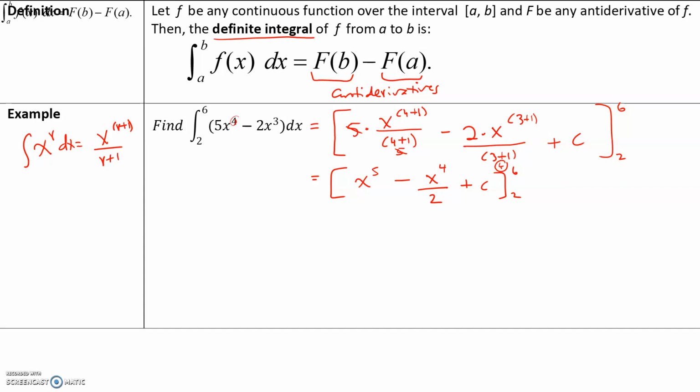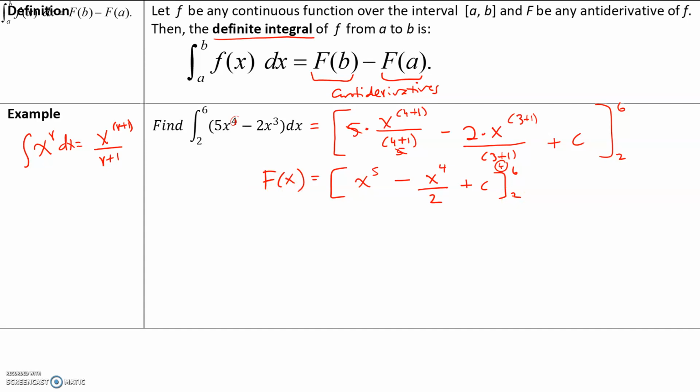Now here's what this says. This says that if we have a definite integral that goes from a to b, then this equals big F of b minus big F of a, where these are the antiderivatives. So this is now our antiderivative. Okay, the integral or the antiderivative is going to be this. So we're going to call this big F of x.